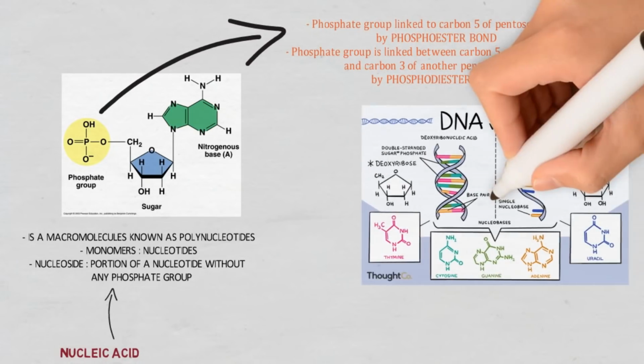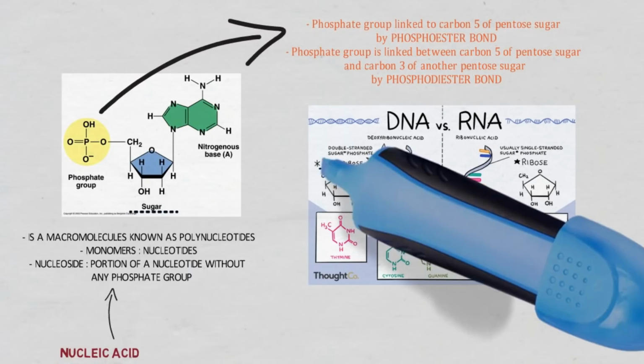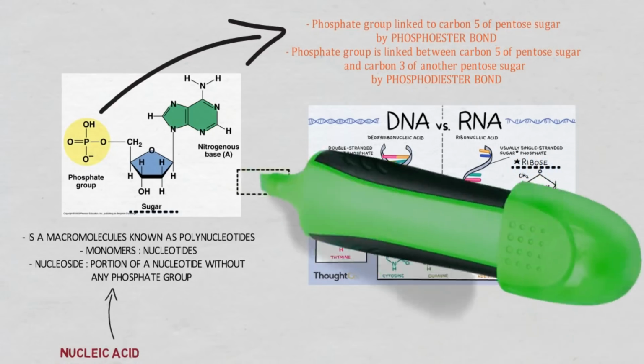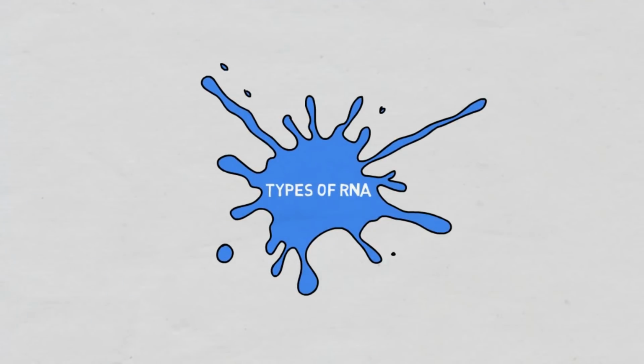This is the difference in structure between DNA and RNA. The first difference that we can see is based on their pentose sugar. The pentose sugar for DNA is deoxyribose, while RNA uses ribose sugar. The second difference is the nitrogenous bases. DNA has thymine, cytosine, guanine, and adenine as its nitrogenous bases, while RNA has cytosine, guanine, adenine, and uracil. There are 3 types of RNA.